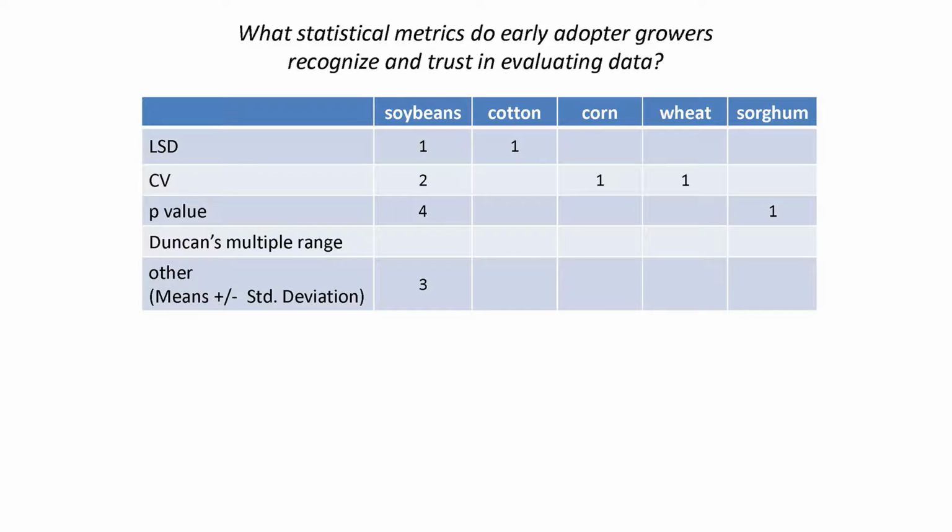The next question that Dan and I asked them had to do with the statistical metrics. And again, these are early adopter growers. So these are not the mean. These are the top 10% of the growers, which are the ones that are going to adopt new technologies first, and the ones that are the bell cows. Clearly, we have a bell cow phenomenon with growers here in the U.S.